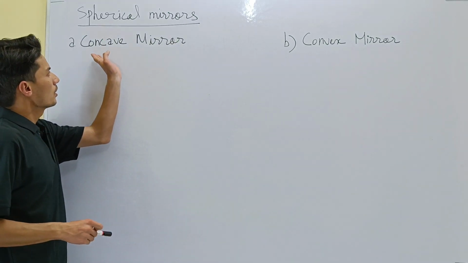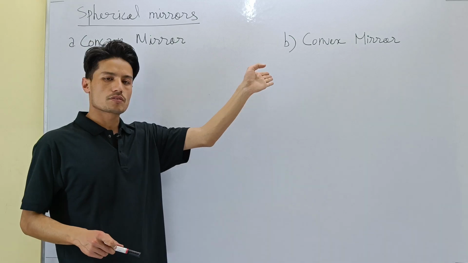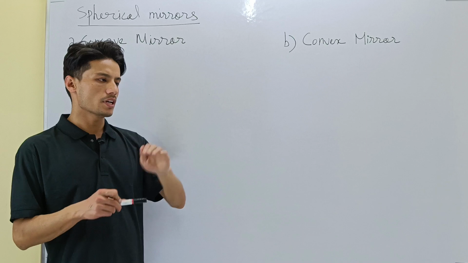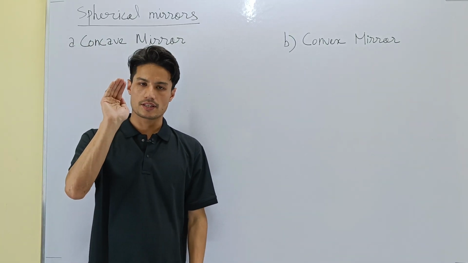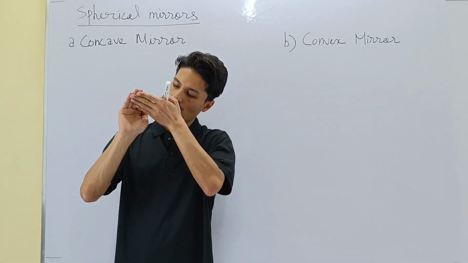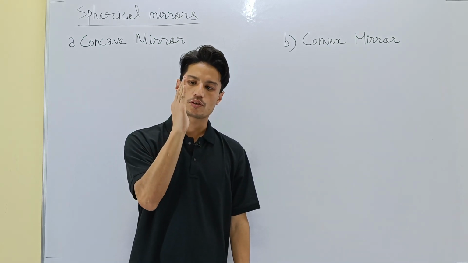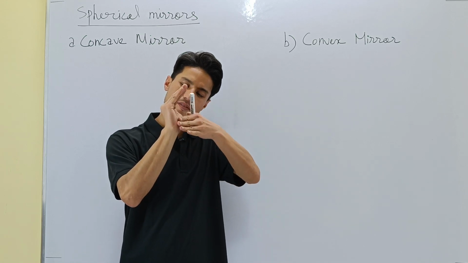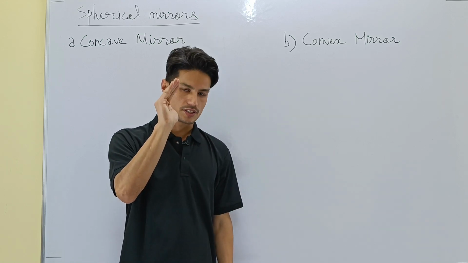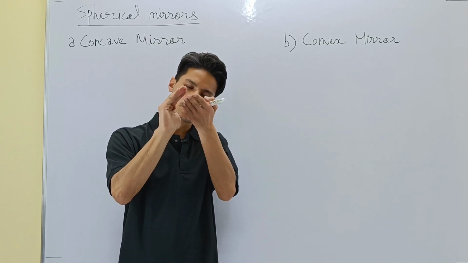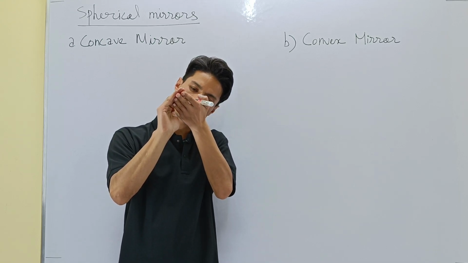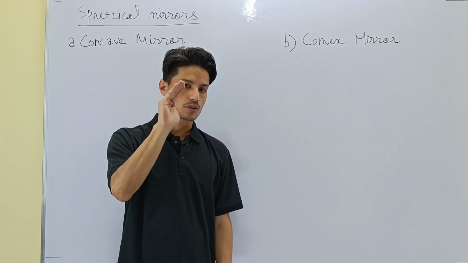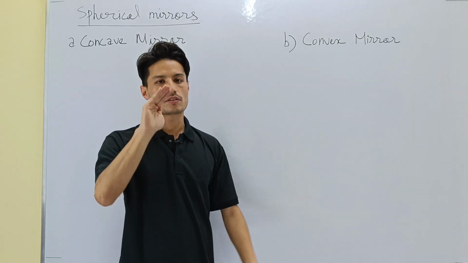Now, what is a concave mirror and what is a convex mirror? A concave mirror is that mirror which will appear like this. The reflecting surface will be like this. If you do your hand like this, then this part, this cave part, is your concave region. So those mirrors which have a curved reflecting surface are called concave mirrors, and the other one is a convex mirror.